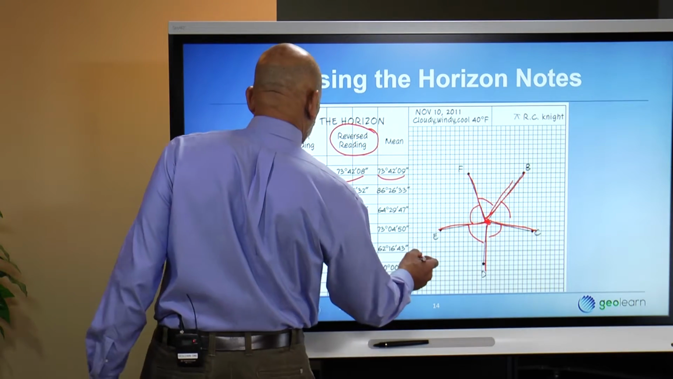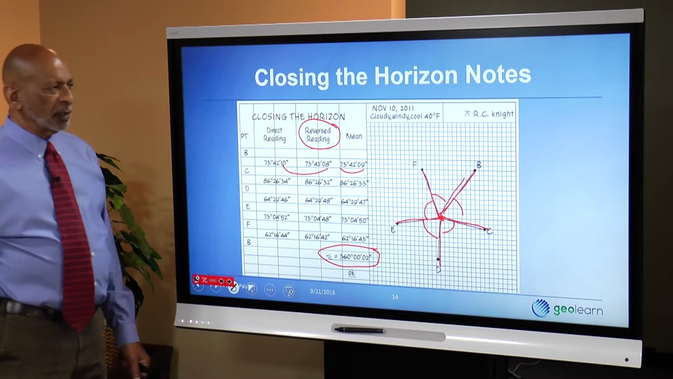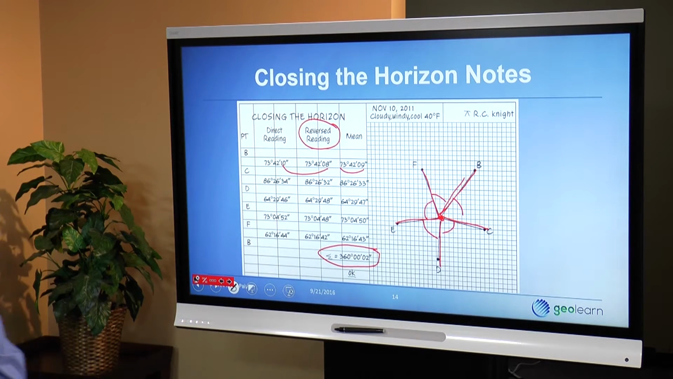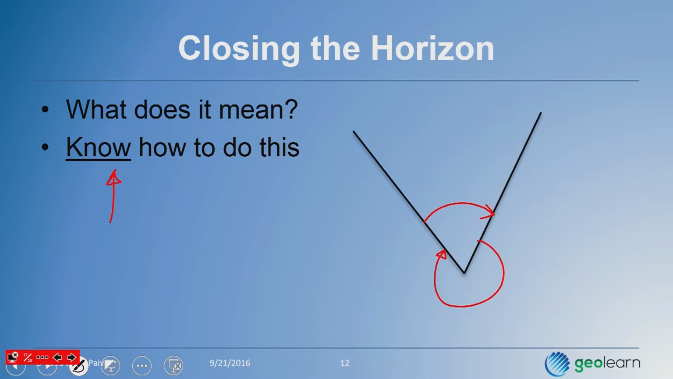They only missed by 2 seconds. Clearly this is not a student, because most students wouldn't do quite that well. But nevertheless, it's illustrative of the kind of check you should do whenever you close the horizon. Now in this particular case, we happen to have 5, but remember, anytime you measure an angle, there's always at least the other angle.